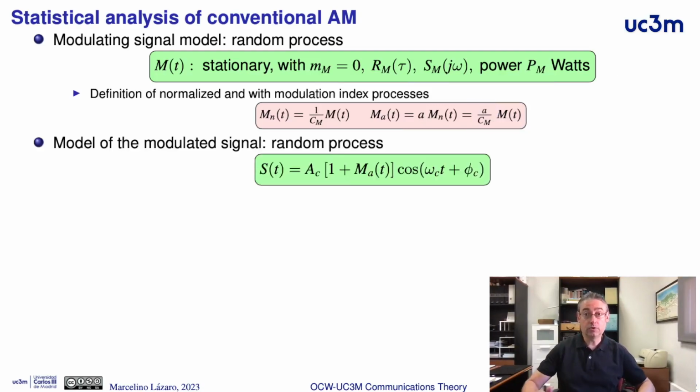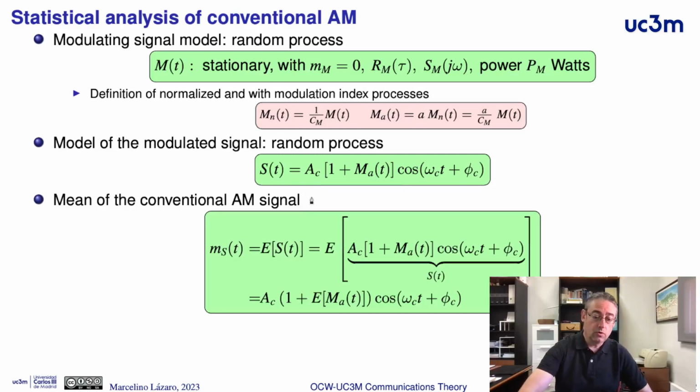Taking this into account, now the random process that is modeling the modulated conventional amplitude signal is just S(t), where we have the carrier amplitude times 1 plus the modulating signal with modulation index A, times the cosine of the carrier.